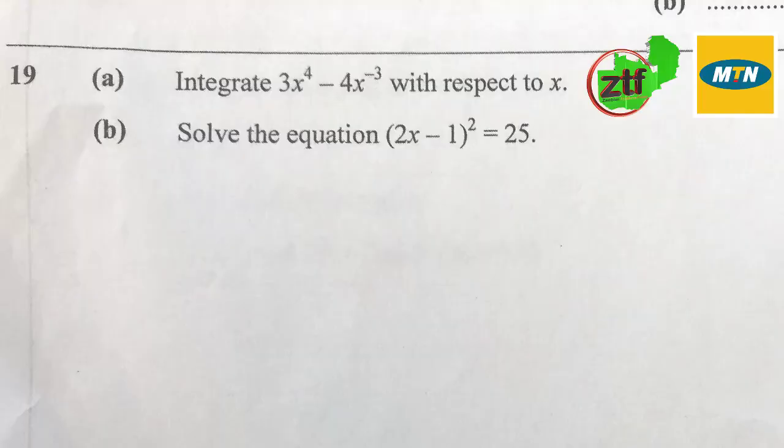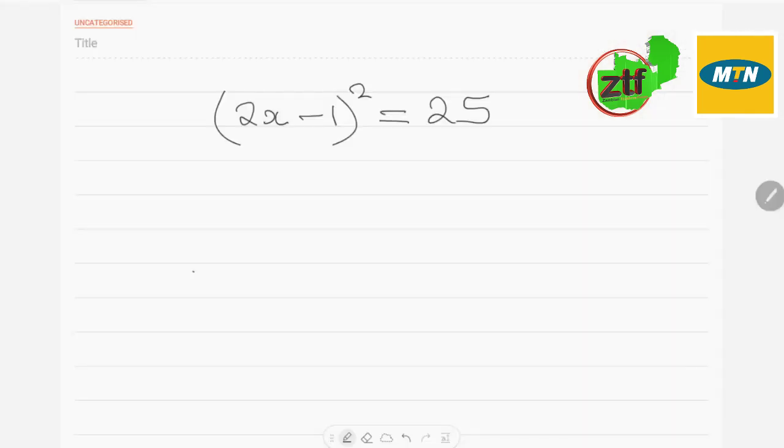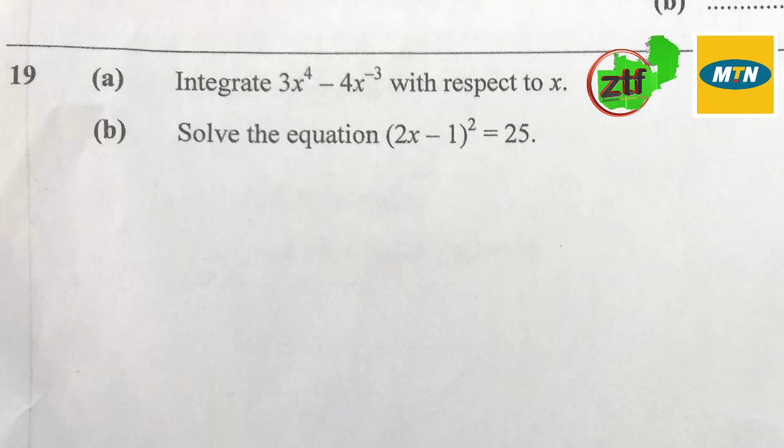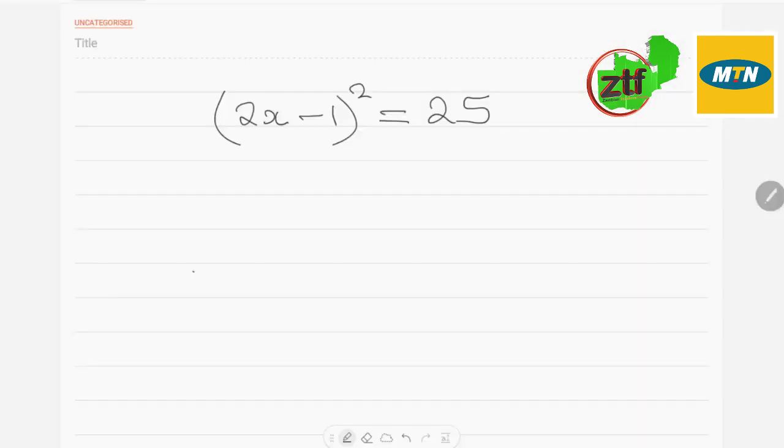Right, the question states: solve (2x minus 1) all squared equals 25. (2x minus 1) all squared equals 25. When you look at this question, the fact that the highest power to which the equation has been raised is 2 means that it's a quadratic equation.